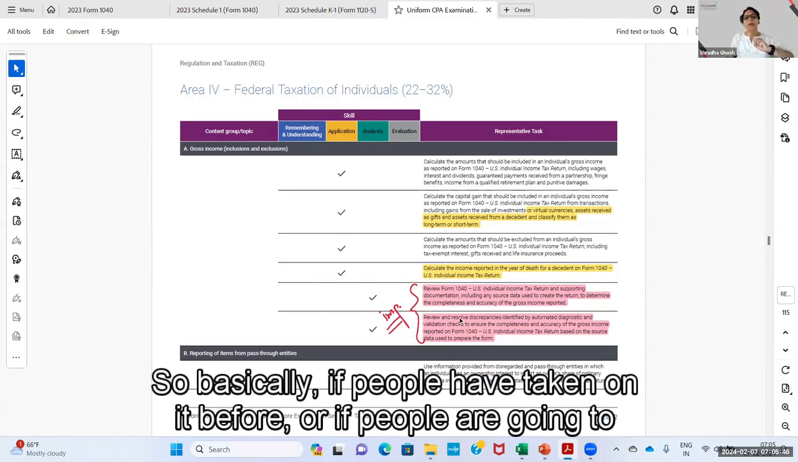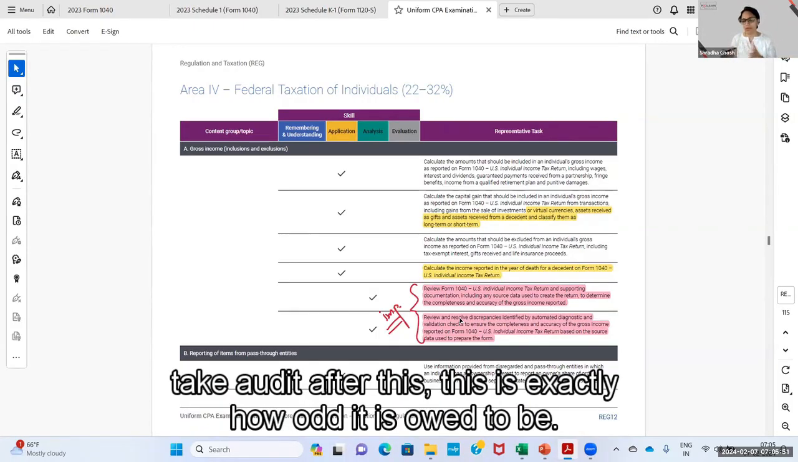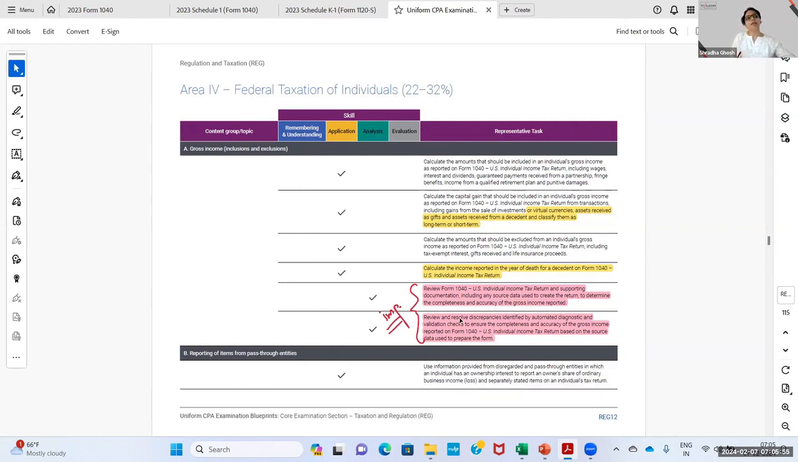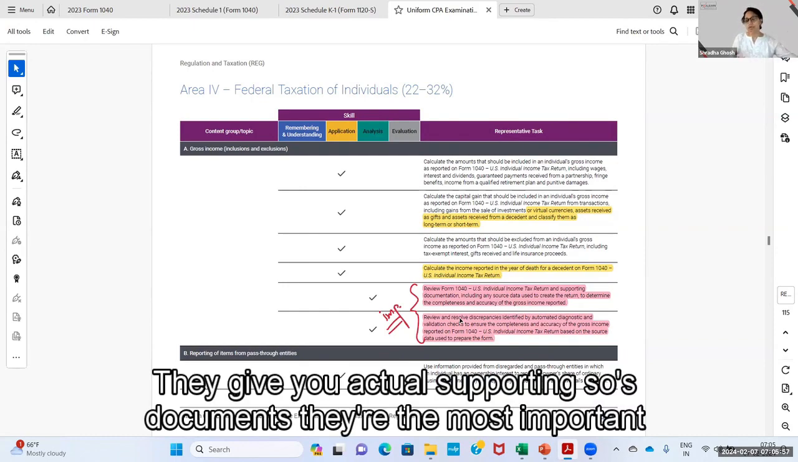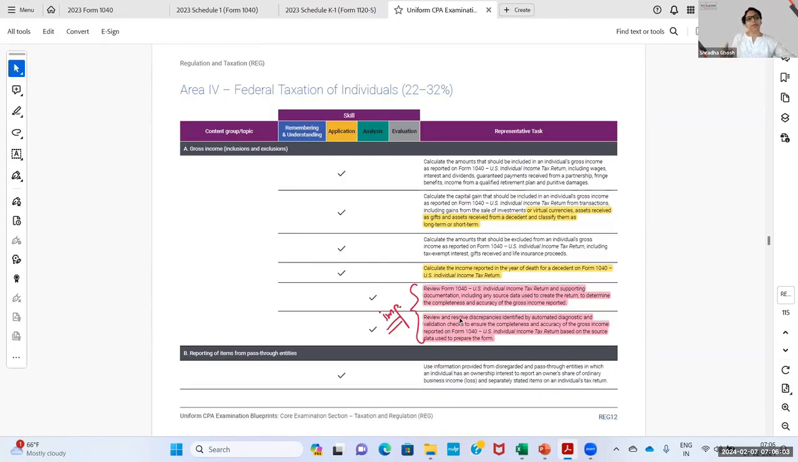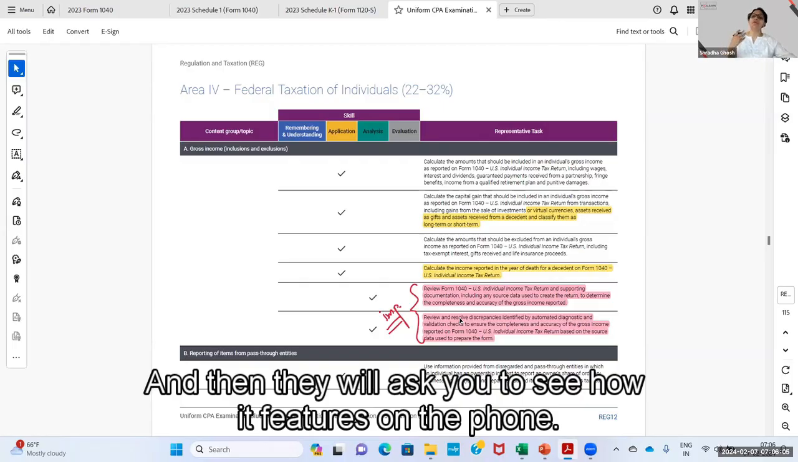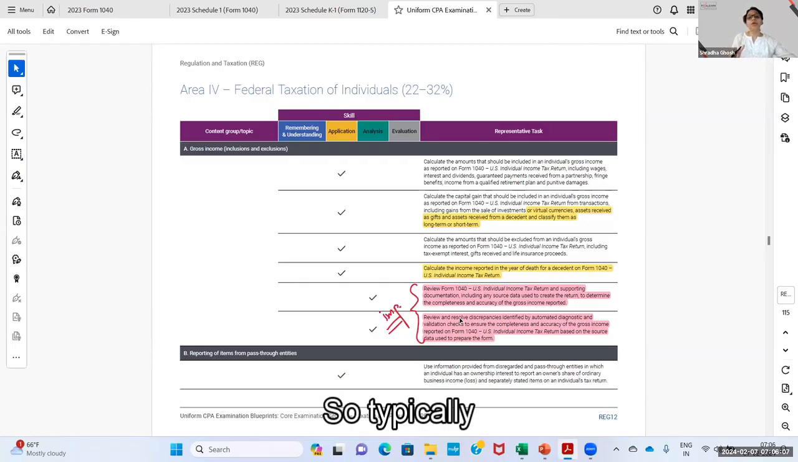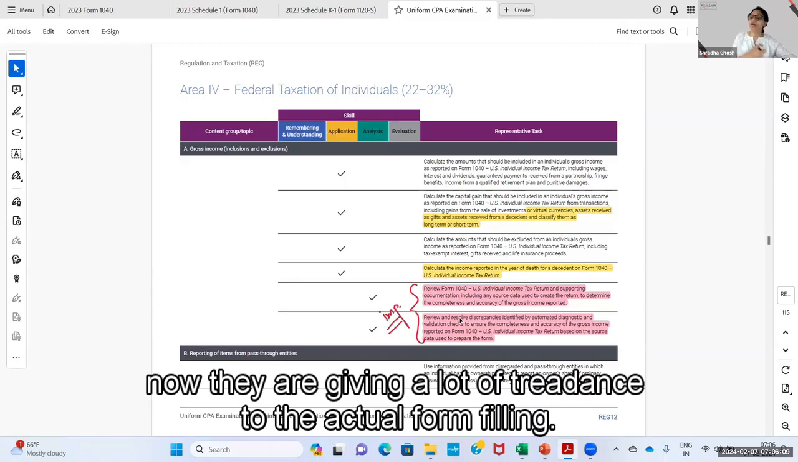So basically, if people have taken audit before, or are going to take audit after this, this is exactly how audit is going to be. They'll give you real life scenarios. They'll give you actual supporting source documents, which are the most important things, right? They'll give you actual supportings. And then they will ask you to see how it features on the form. So typically now they are giving a lot of credence to the actual form filling.